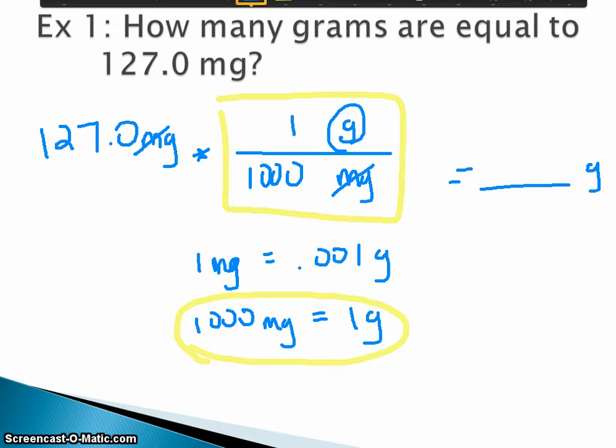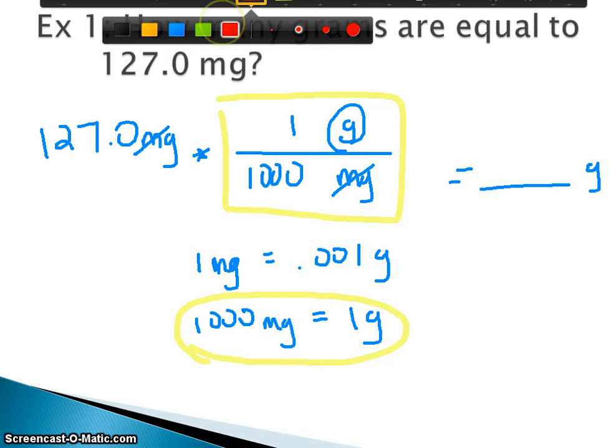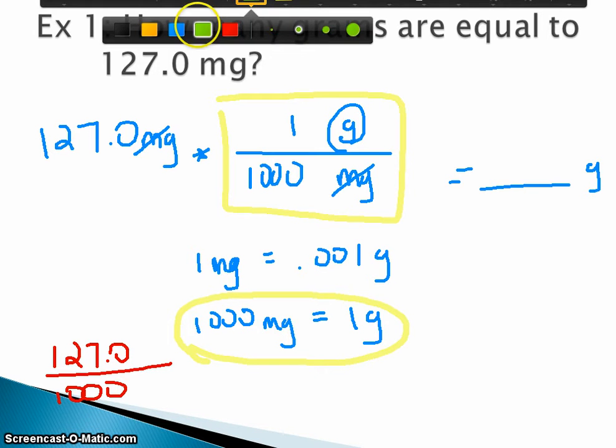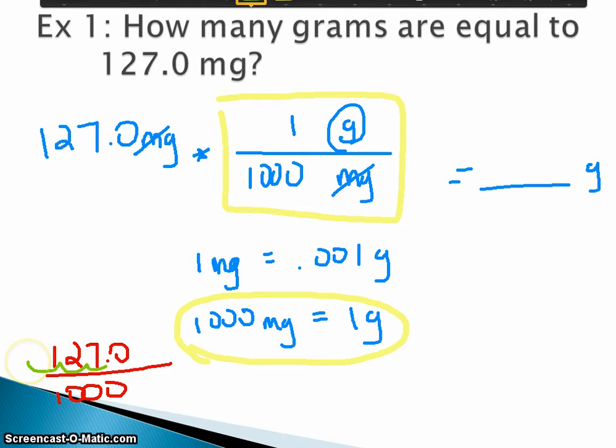So I'm going to calculate this, and in my calculator, I can do 127 divided by 1,000. Now I actually don't need a calculator because when you're multiplying or dividing by powers of 10, you're really just moving that decimal over. So if I'm dividing by 1,000, that's 3 zeros, I can take my decimal and move it over three places to the left. So now my decimal is over here.